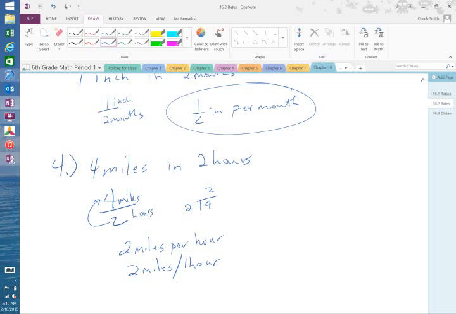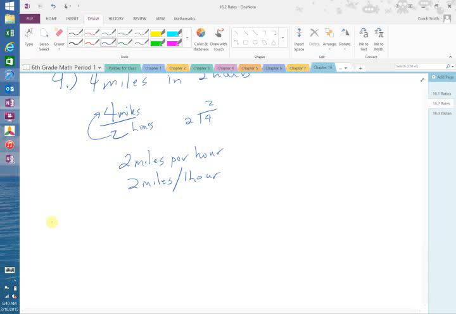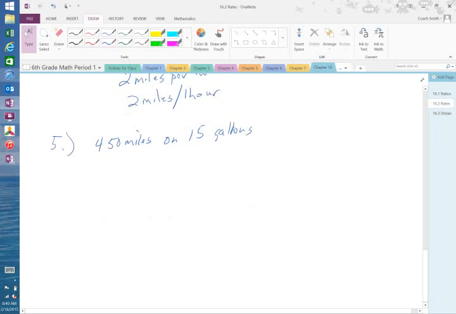All right, so what about number 5? 450 miles in 15 gallons? On 15 gallons. So like it rode on 15 gallons? So, what did you get here? Noah? 30 miles per gallon. That is right.